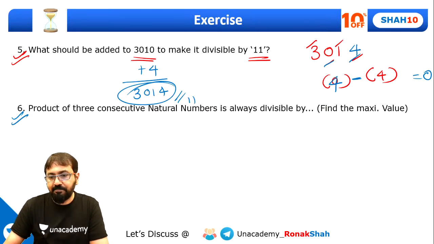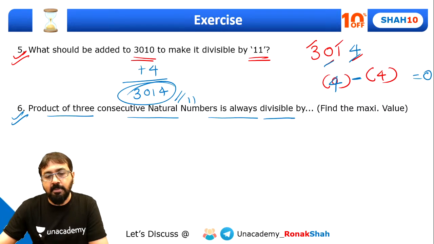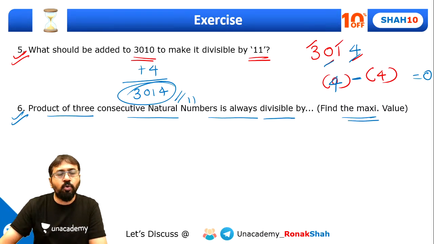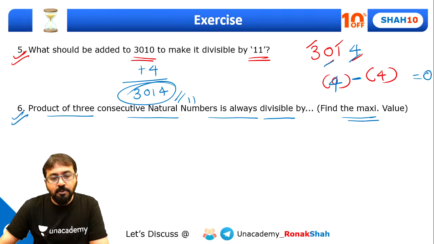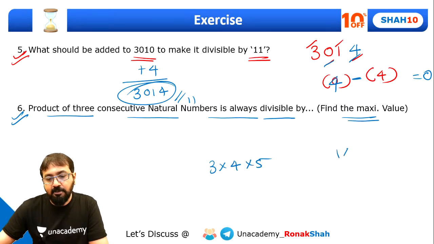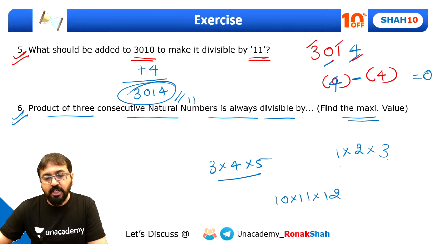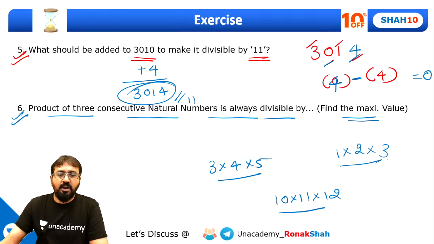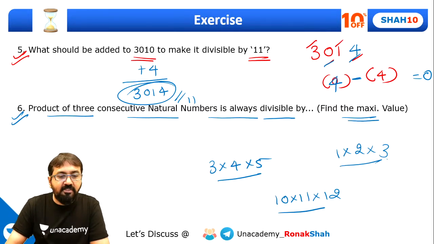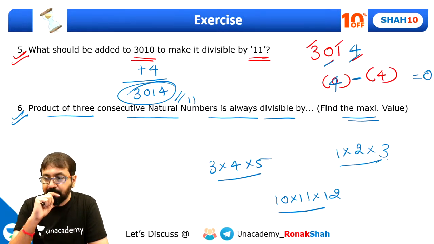Sixth one. Product of 3 consecutive natural numbers is always divisible by... Find the maximum value. मतलब मैं कोई भी 3 नंबर लेता हूं. सपोज मैंने 3, 4, 5 कॉन्सेक्यूटिव नंबर्स लेने हैं, या फिर मैं 1, 2, 3 ले लेता हूं, या फिर मैं 10, 11, 12 ले लेता हूं. ये सारे प्रोडक्ट हमेशा किससे डिवाइड होंगे? ऑफ कोर्स 1 से डिवाइड होंगे, 2 से भी डिवाइड होंगे, 3 से भी डिवाइड होंगे, बट मैक्सिमम हमेशा कौन से नंबर से डिवाइड होंगे?